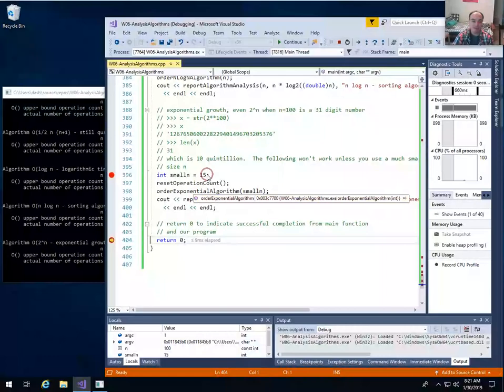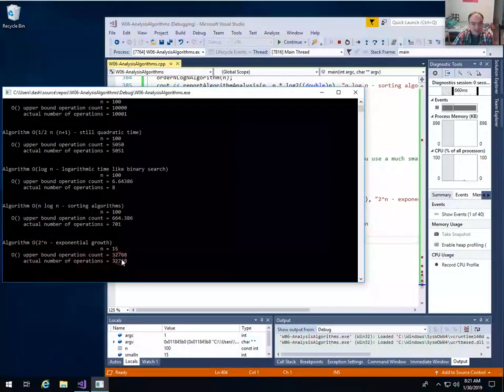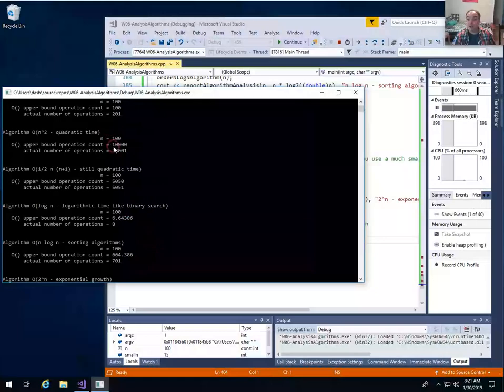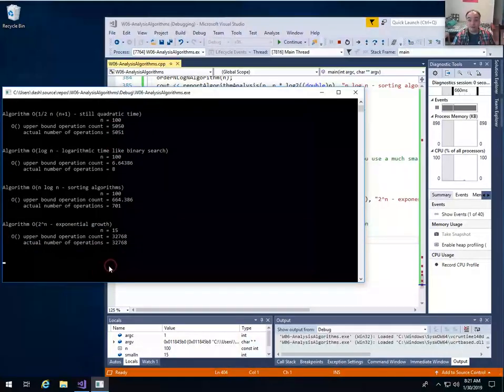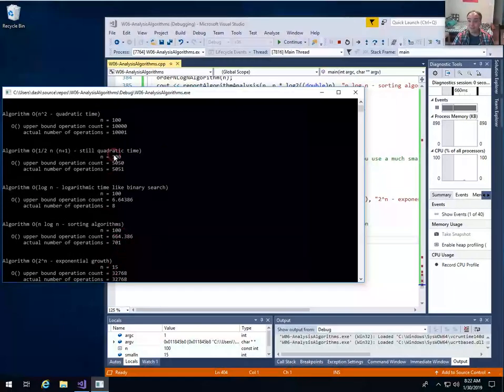But anyway, if you do 15 instead, if we can handle it. Oh yeah, I did step over that. So even for just 2 to the 15, even for just an input size of 15, we're doing over 30,000. So we're doing much more than our n squared algorithm for an input size that's 1/10, or less than 1/5, of the input size for the n squared there.